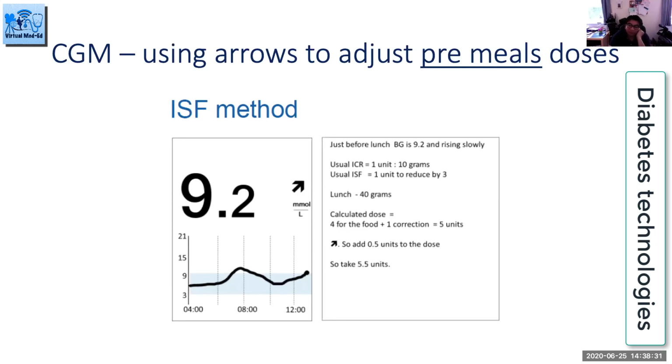But because he or she is off their target of 6, which is your target glucose, you're 3 millimoles off, and the ratio is 1 to 3 for ISF. So you add 1 to 4, you get 5 units. But because the arrow is pointing such, you get another half a unit. So it's 5.5 units that you take before a meal, and that will definitely help to flatten the curve post-meal.